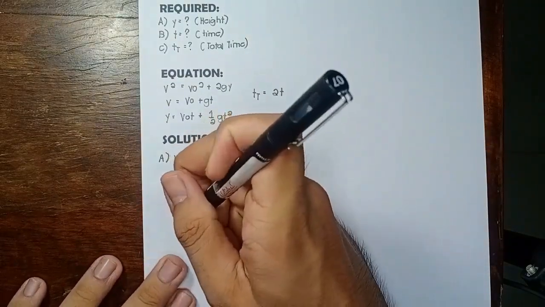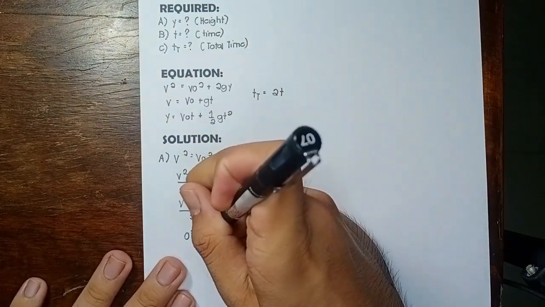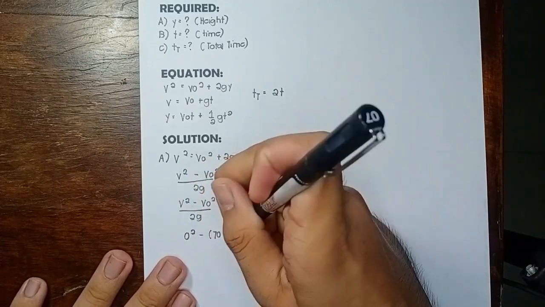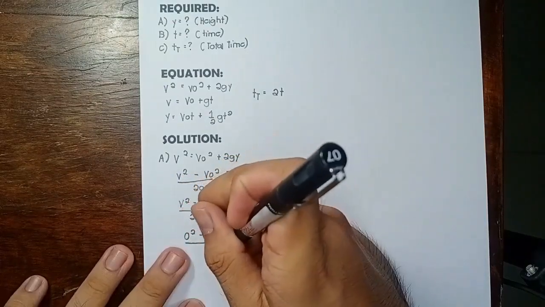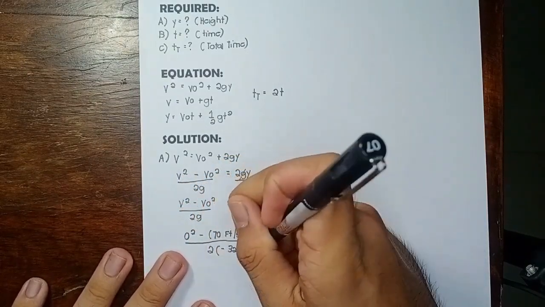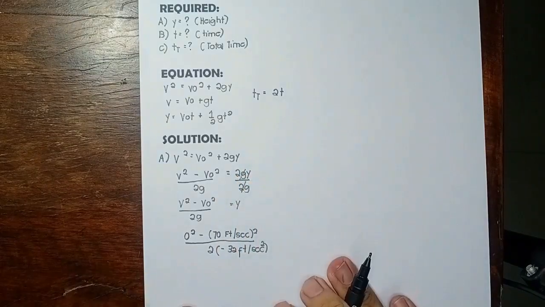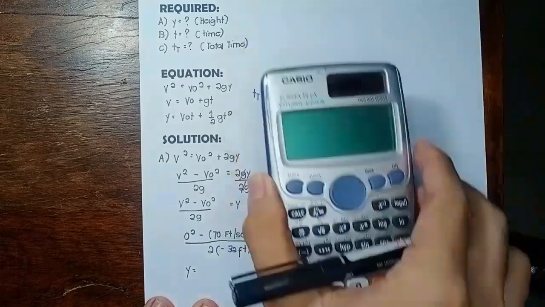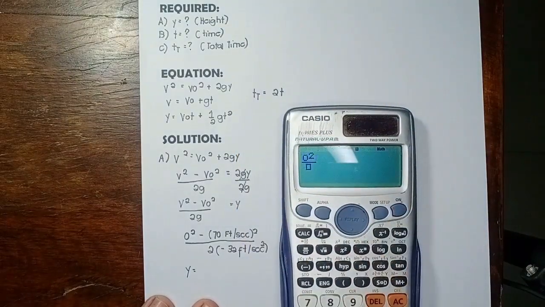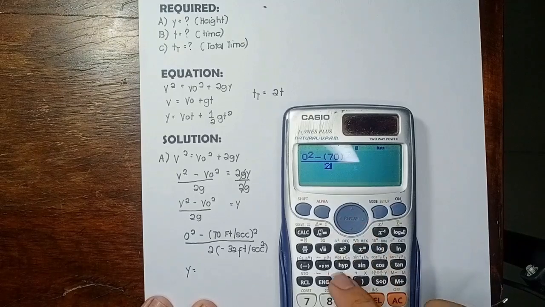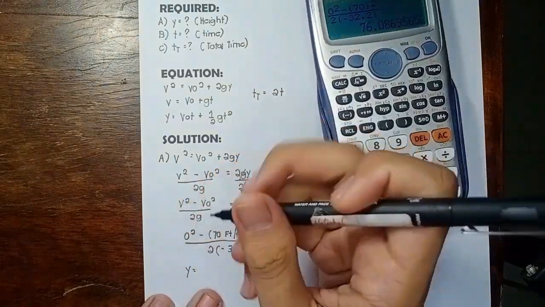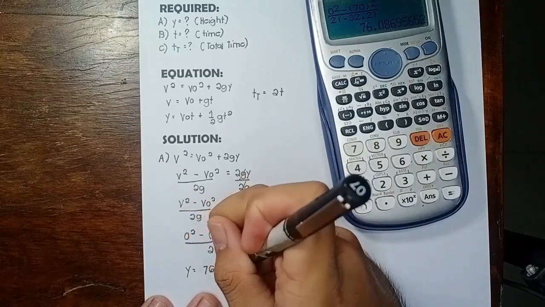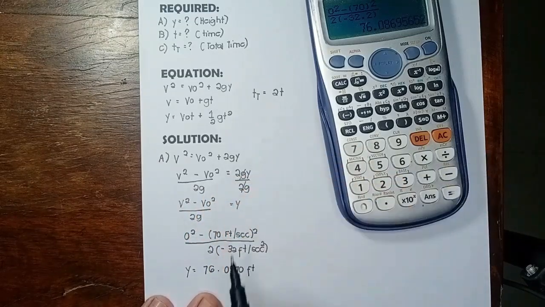Now, substitute the given values. 0 squared minus 70 squared divided by 2 multiplied by negative 32.2. Let's now calculate the values. 0 squared minus 70 squared divided by 2 multiplied by negative 32.2. We're going to use 4 decimal places. So for the distance, we've got 76.0870 feet.